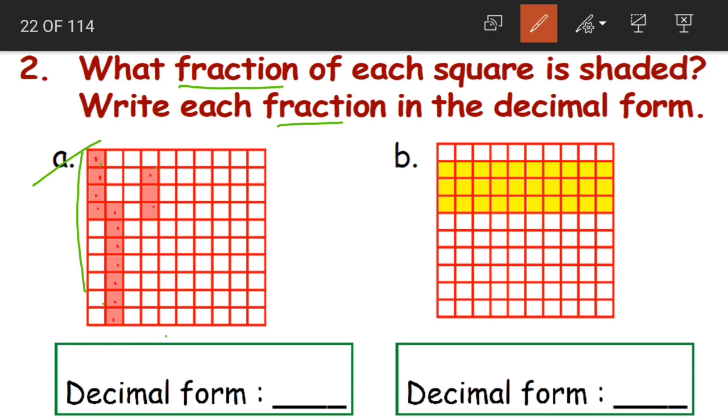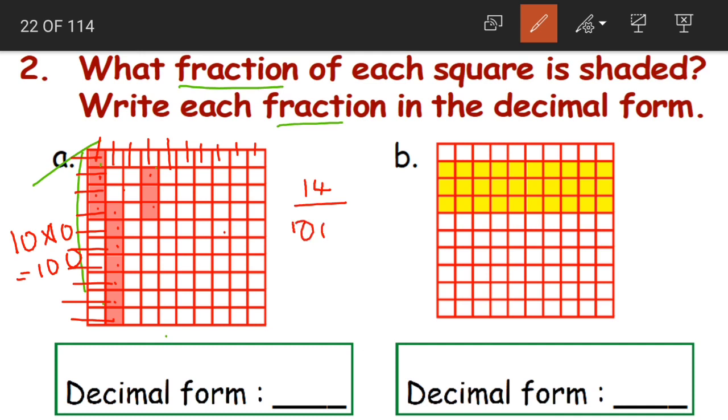9, 10, 11 and 3. 14 squares are shaded. So 14 becomes our numerator. And what about the denominator, children? If we count the number of rows and columns, 1, 2, 3, 4, 5, 6, 7, 8, 9, 10. We are having 10 rows and 10 columns. So the total number of squares becomes 10 into 10, that is equal to 100. So now this 100 becomes our denominator.